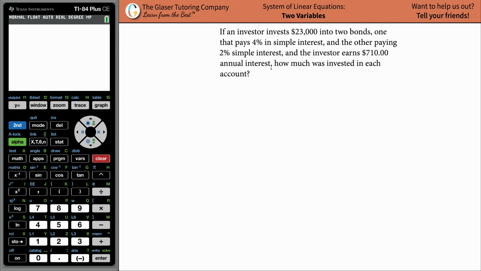All right, so we have an investor, right? An investor invests $23,000 into two bonds. Okay, so we got two investment accounts, we have two bonds, and the total they're investing is $23,000. One bond is paying 4% in simple interest, and the other bond is paying 2% in simple interest, and the investor earns $710 annual interest. Okay. And now the question is, how much was invested in each account?